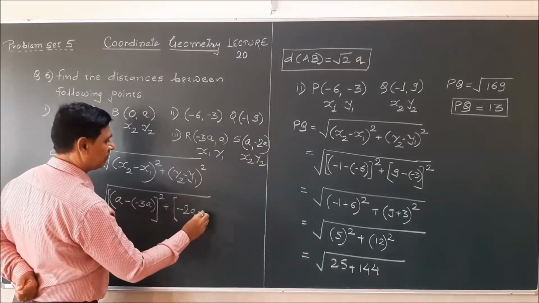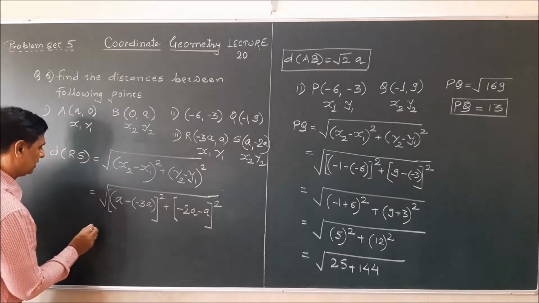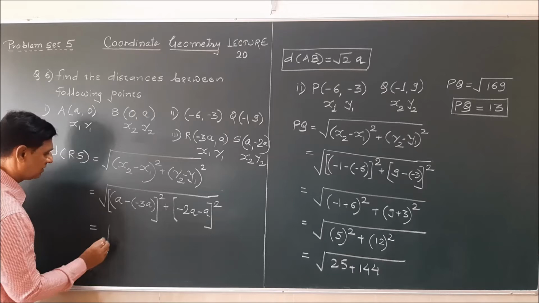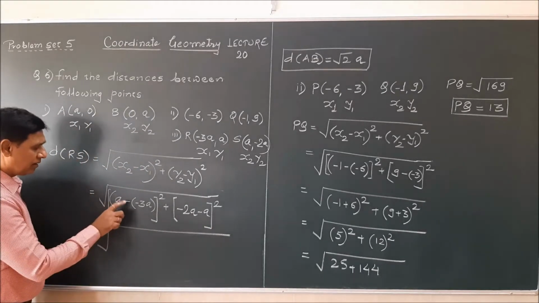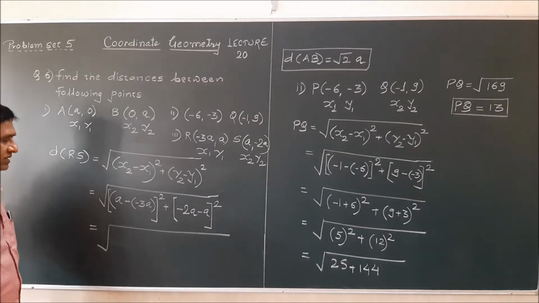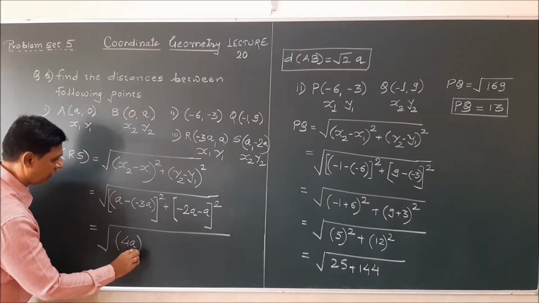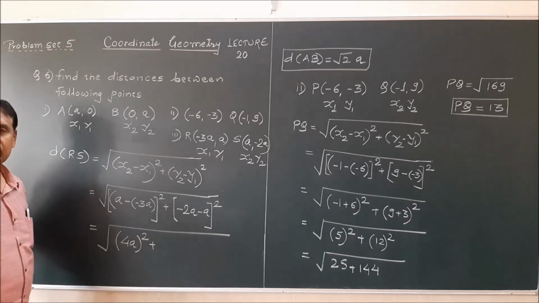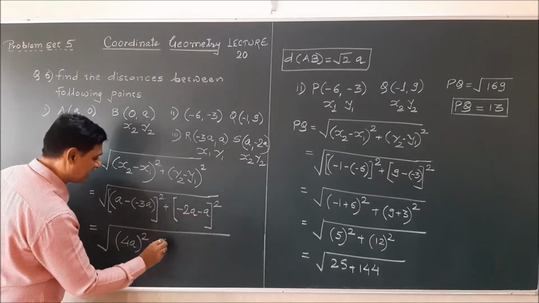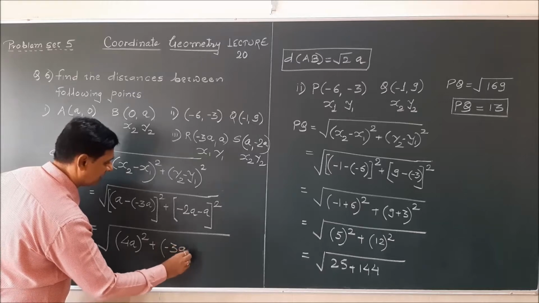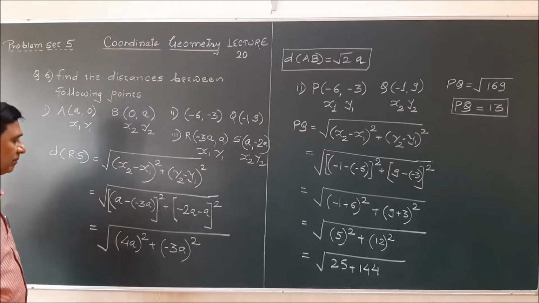y2 minus y1 minus a, the whole square. Next step is root of a minus into minus makes it plus. So a plus 3a will give us 4a bracket square, plus minus 2a minus a, that will give us minus 3a. Whenever both terms are negative, we always add them.